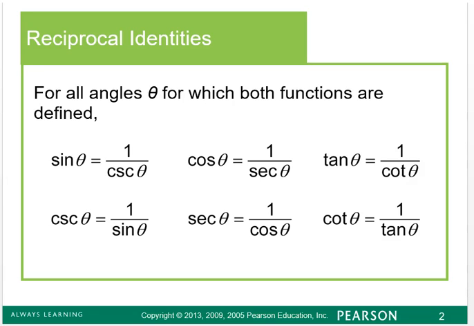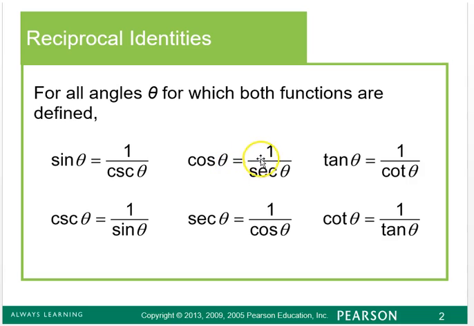We kind of noticed this already in the last section. We have something called reciprocal identities. Sine and cosecant are reciprocals of each other, so sine of theta is equal to 1 over cosecant of theta. And then the same thing goes here. Cosecant of theta is equal to 1 over sine theta.